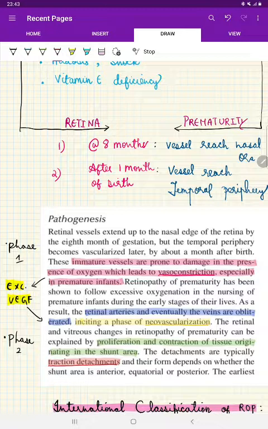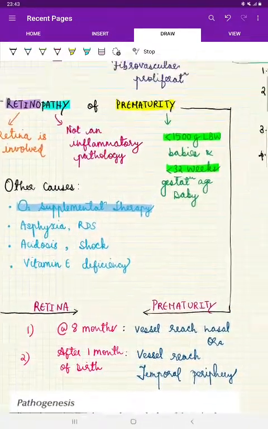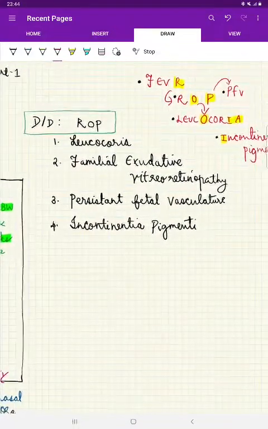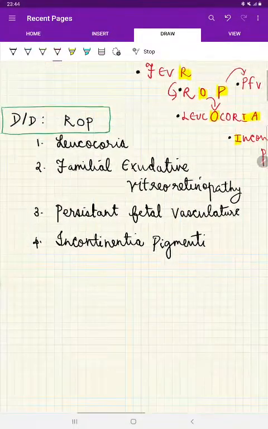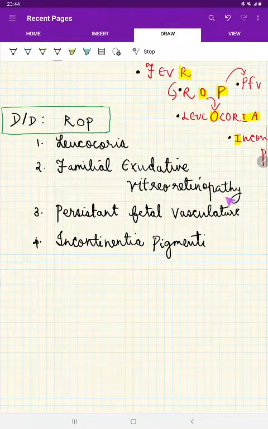Now we need to know the clinical presentation. Majority of the time, the baby is going to present with leukocoria, that is a white reflex in the pupil. The differential diagnosis is leukocoria. We have done that. Next is familial exudative vitreoretinopathy, persistent fetal vasculature, or incontinentia pigmenti.